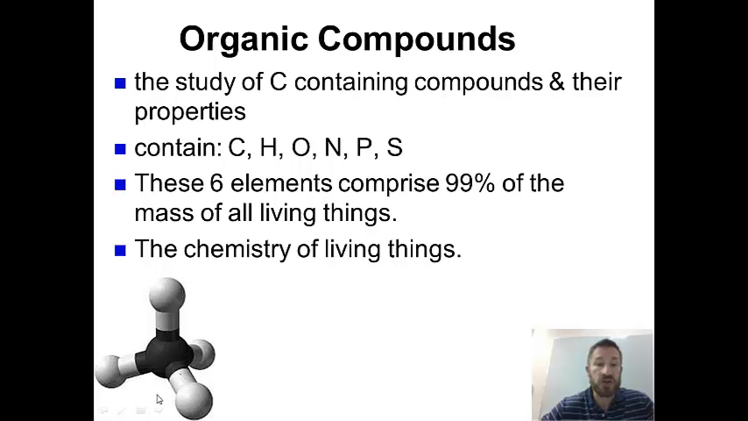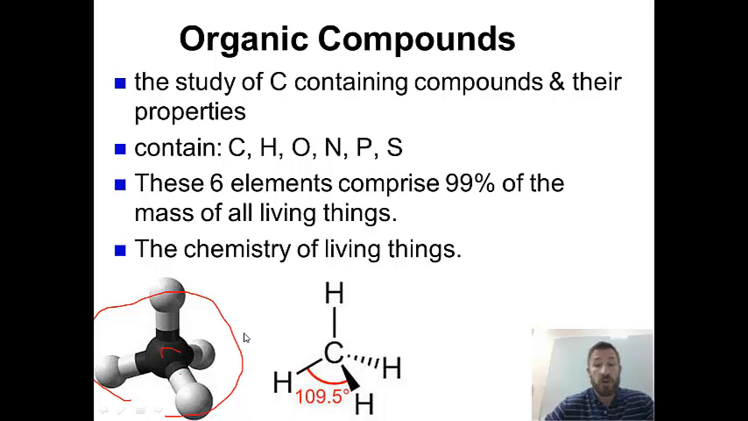And if you look at the structure I've drawn here, or the model here, this would be a carbon with 4 hydrogens around it. If you remember when we did modeling, it would look much like this with the tetrahedral arrangement that we've talked about.